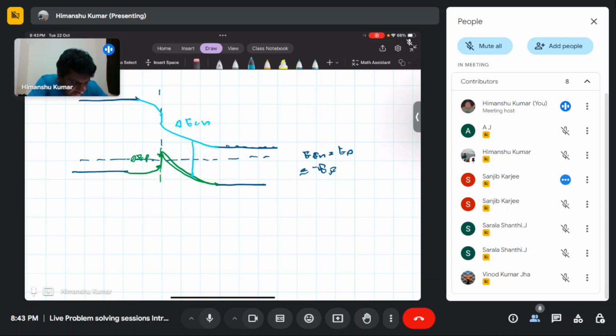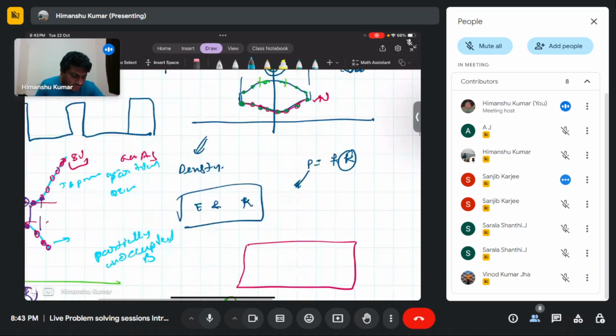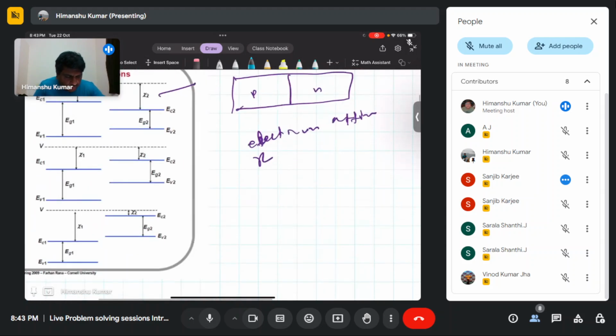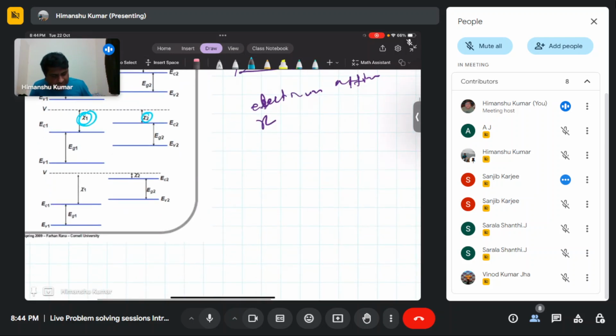For different types of band structure, you can draw the band diagram depending on your electron affinity. If the electron affinity of the right side is larger compared to the left side, a different kind of band diagram is there. And if the electron affinity of the left side is larger compared to the right side, and the band gap is also larger on the left side, then you can draw the diagram.